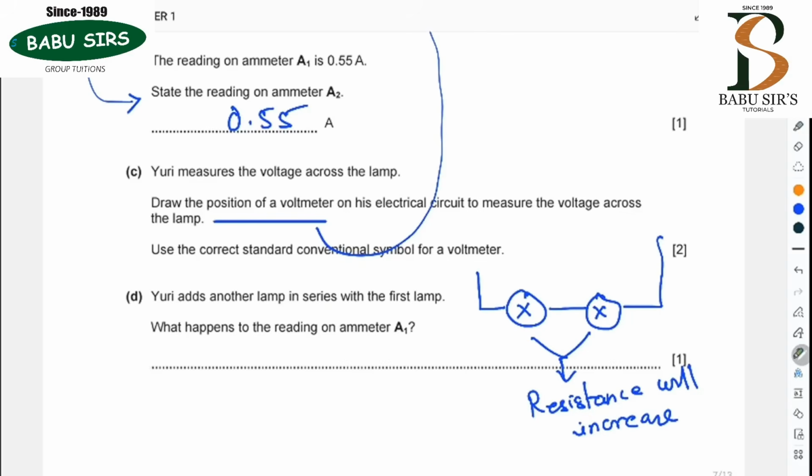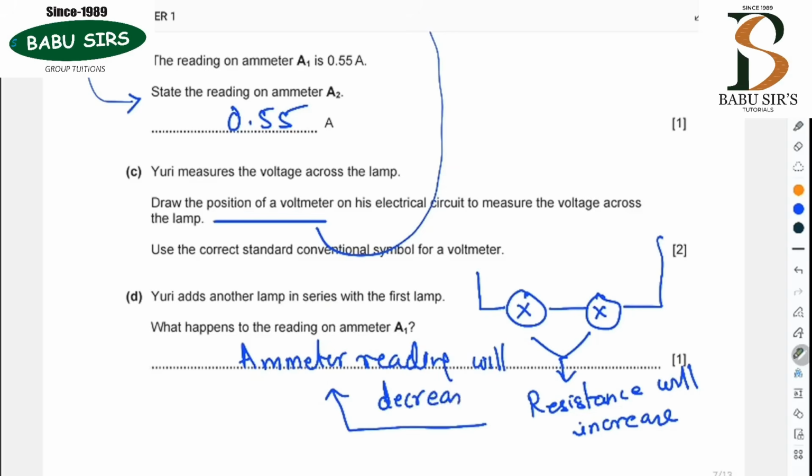And because the resistance will increase, the ammeter reading will also decrease. Because as the resistance increases, the current flow will decrease. So the ammeter measures current, so the ammeter reading will decrease.